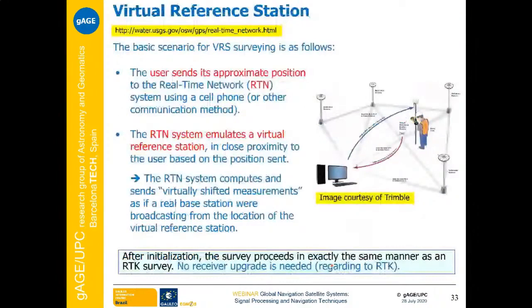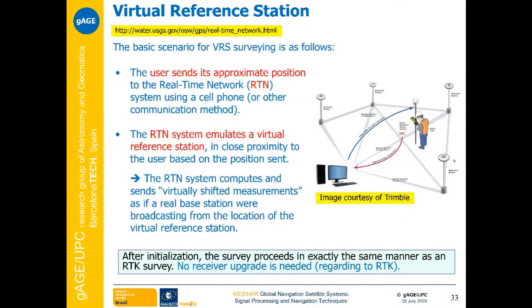Here we have one of the examples of the real-time network, the virtual reference station. And the idea is we have a reference station network that collects measurements and computes this atmospheric propagation error on one hand, and on the other hand, this central processing facility, using this atmospheric propagation model, is able to emulate a virtual station close to the user.